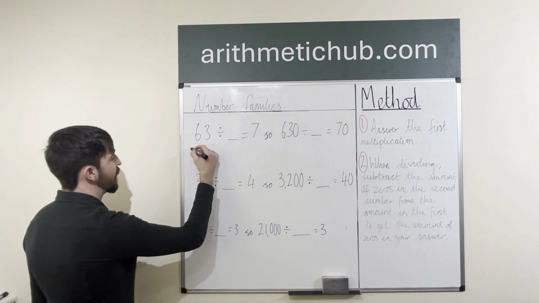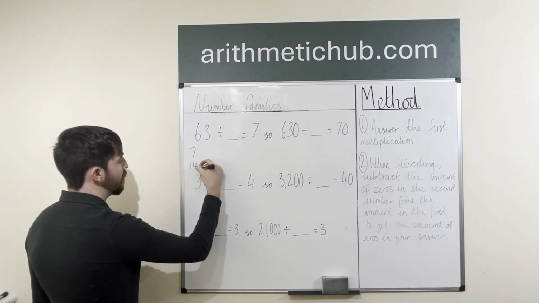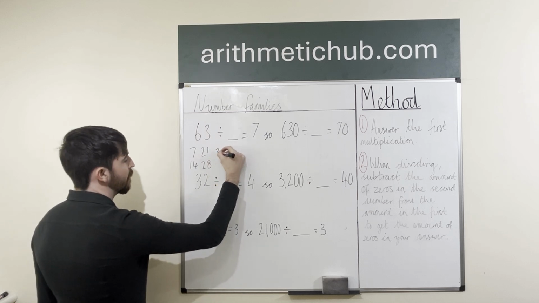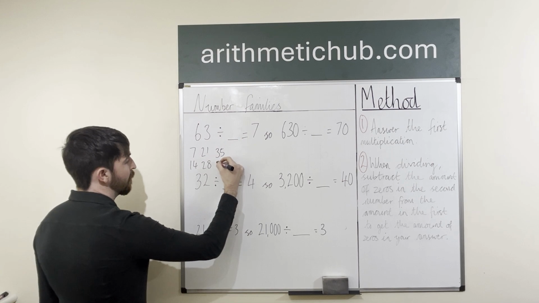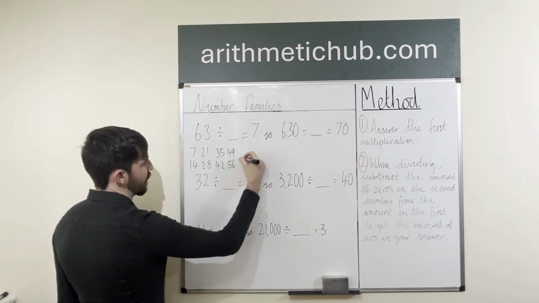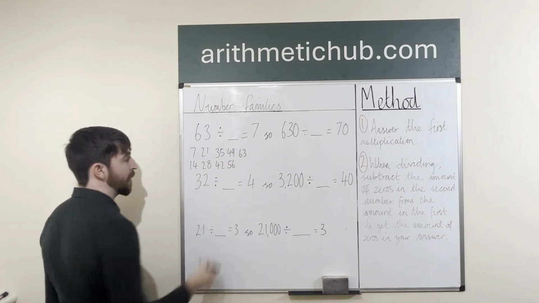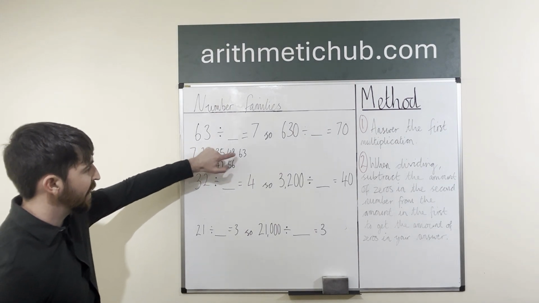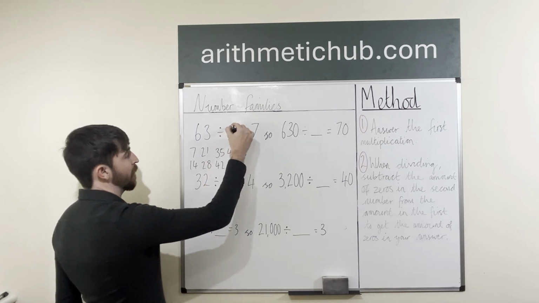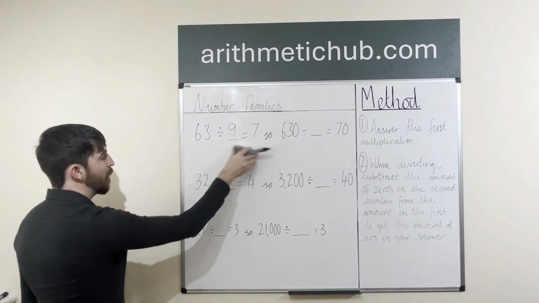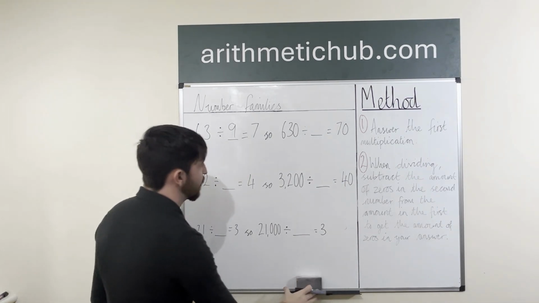So write my 7s down: 7, 14, 21, 28, 35, 42, 49, 56, 63. So how many lots was that? 1, 2, 3, 4, 5, 6, 7, 8, 9. 9 lots of 7 are going to make 63, okay? So I've said 9 lots of 7 make 63.